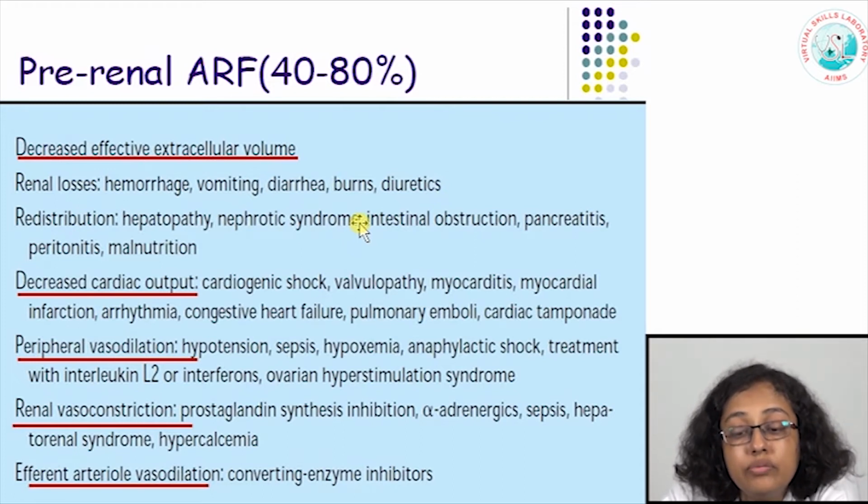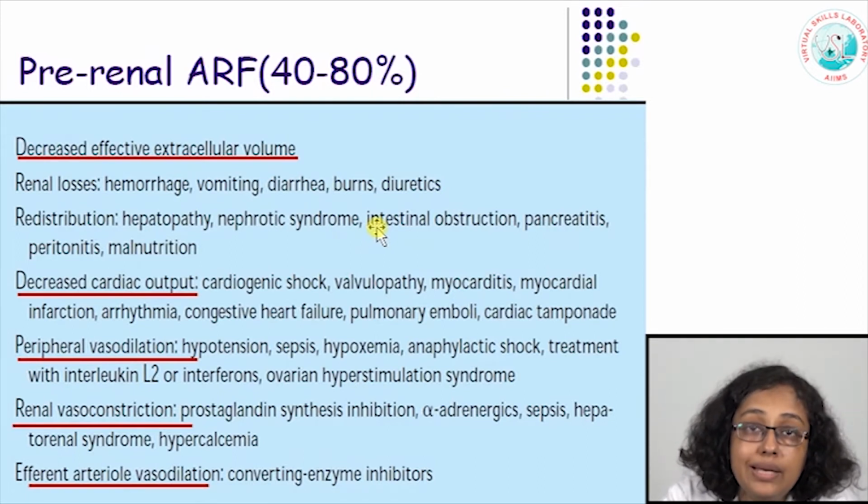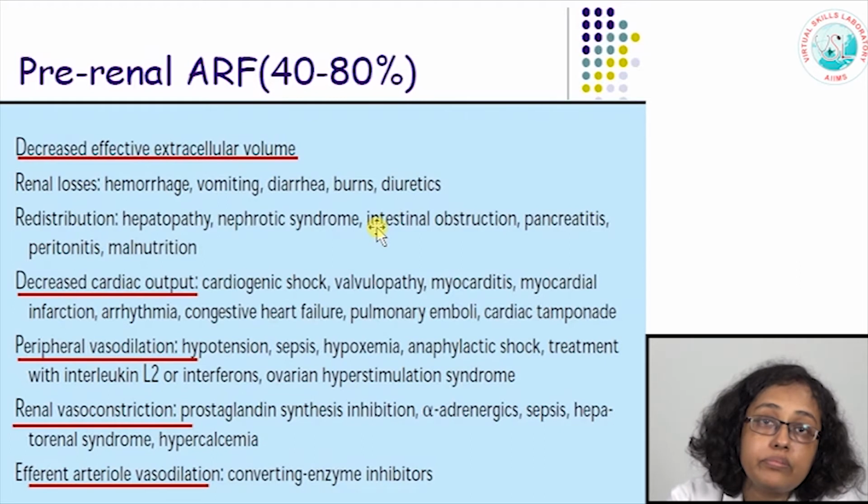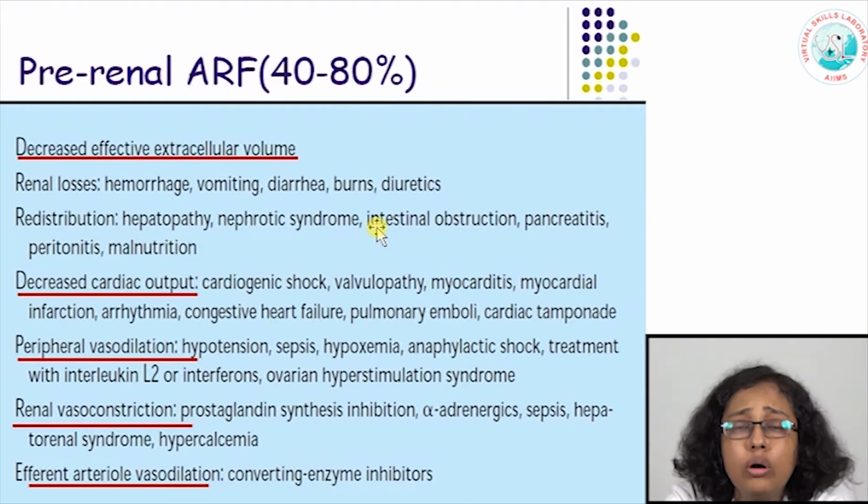Sometimes there could be renal vasoconstriction because of causes like hypercalcemia, hepatorenal syndrome or prostaglandin synthesis inhibition. Sometimes it's drug-induced efferent arteriolar vasodilatation, because of which less blood actually reaches the renal glomeruli. A common cause is the use of angiotensin converting enzyme inhibitors, which is a common drug used in medicine.